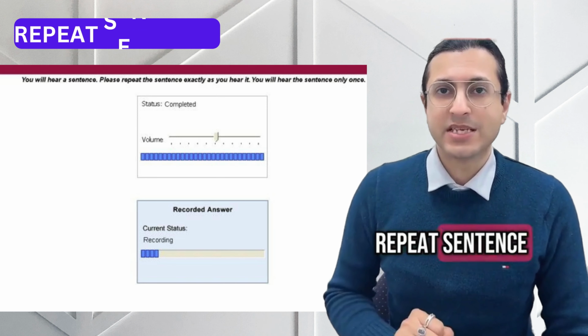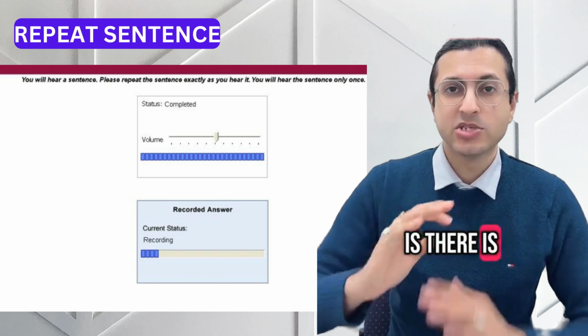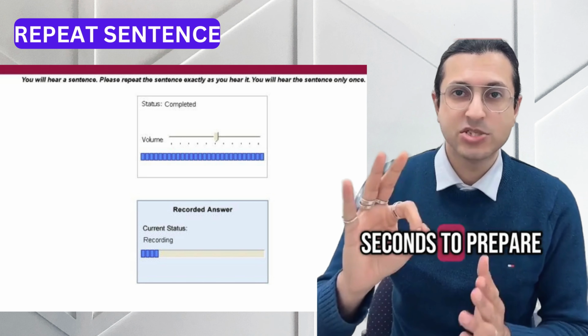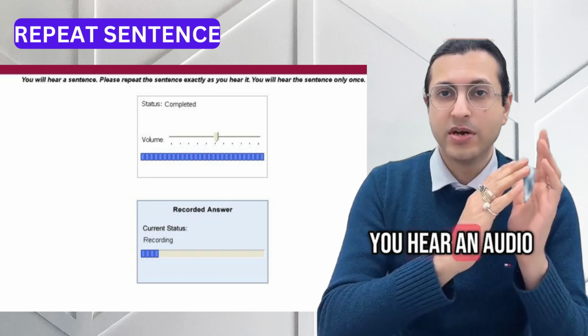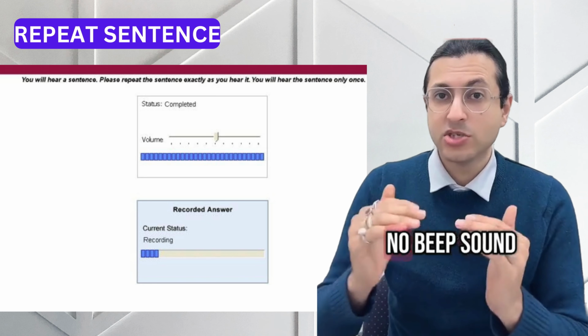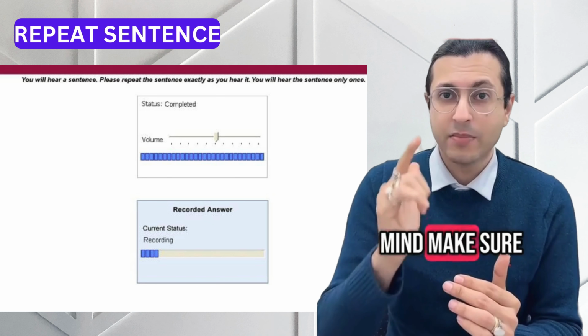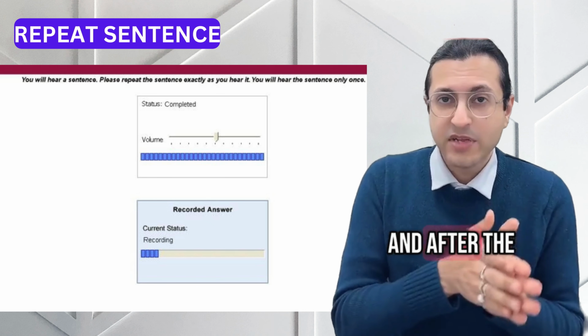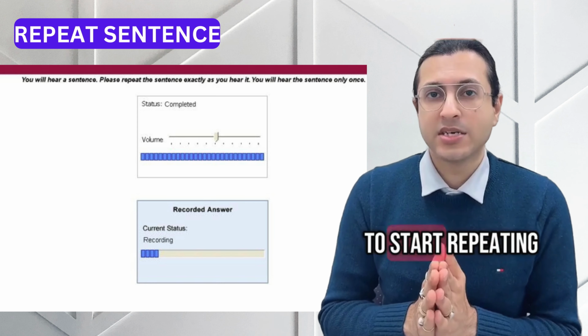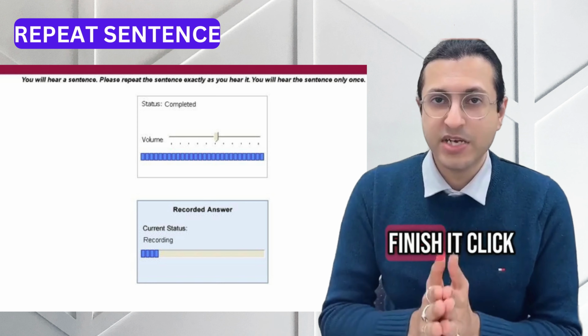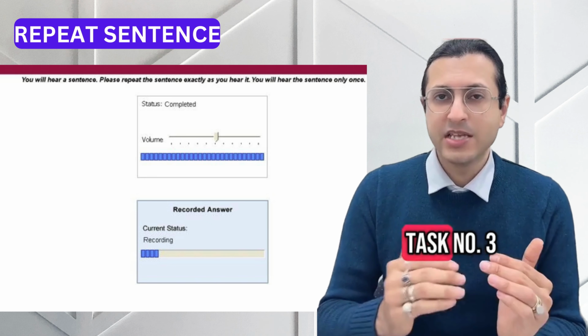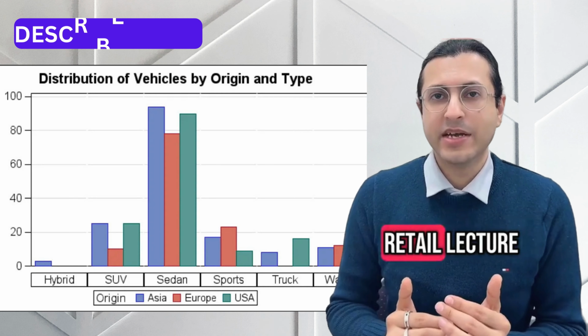Task number 2, repeat sentence. Very important thing is there is no beep sound. You get 3 seconds to prepare, and after that you hear an audio. After the audio ends, there is no beep sound. Keep that in mind. Make sure you remember that. And after the blue bar starts, you are supposed to start repeating the sentence, and once you finish it, click next immediately.